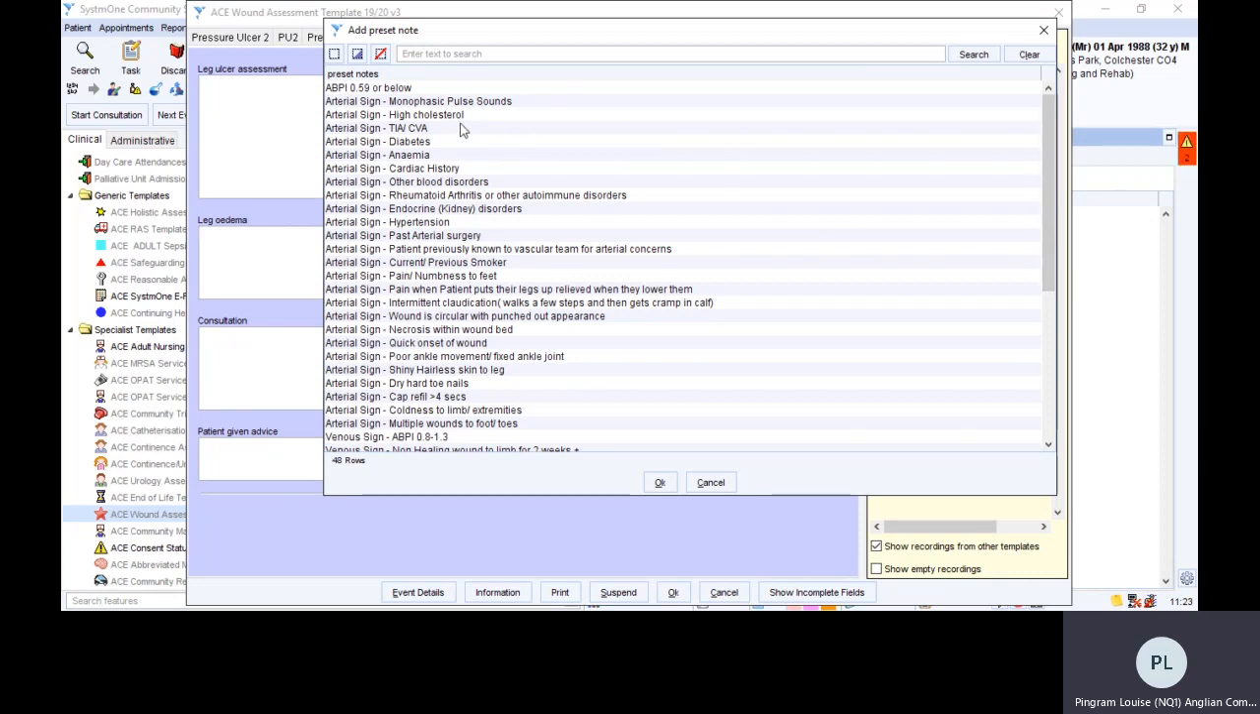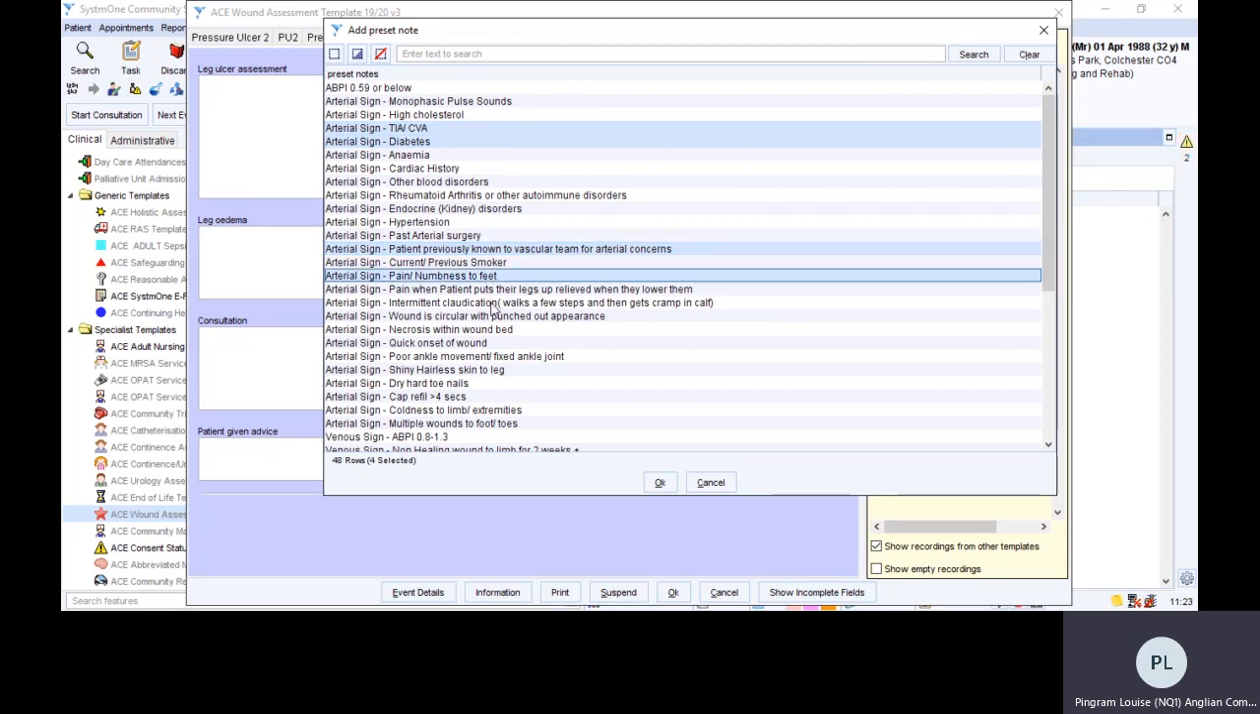So again, you can use your control button, bottom left, to choose multiple things about that patient's past medical history, about whether they've been known to the vascular team, whether they're telling you they've got numbness in their feet, whether they get intermittent claudication, and whether they get pain when they put their legs up.